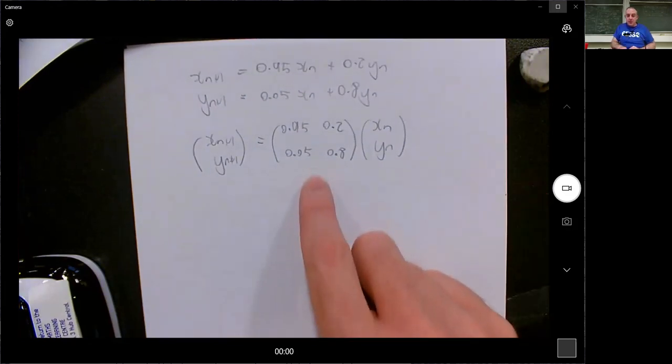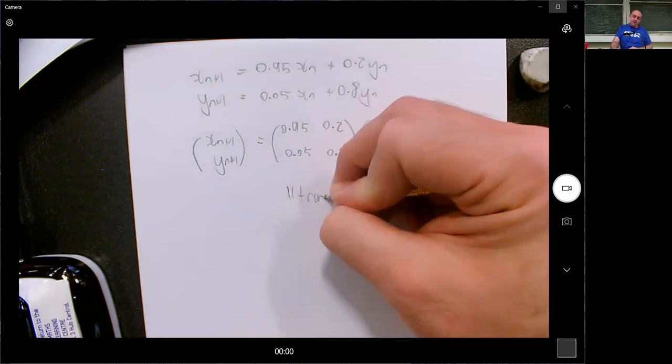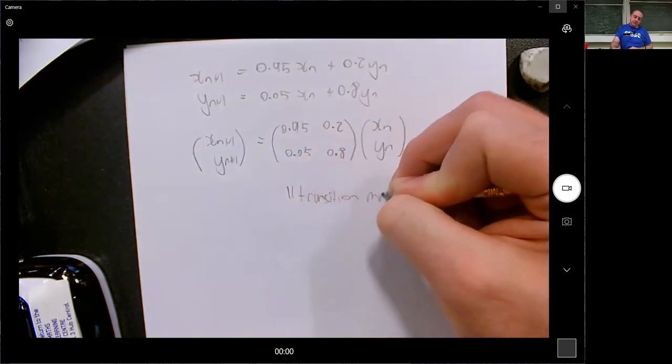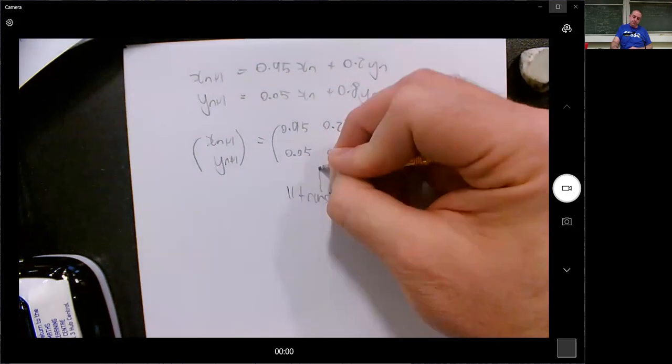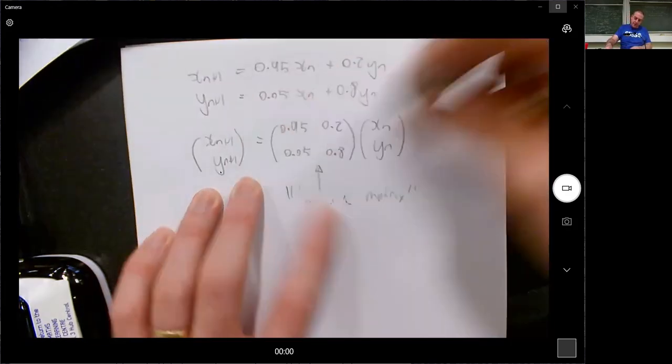So this thing here is usually called a transition matrix. I don't know if that's what they call it in your course, but that's what they call it. If you're looking up things online, it's usually called a transition matrix. I'm going to write that clearer.